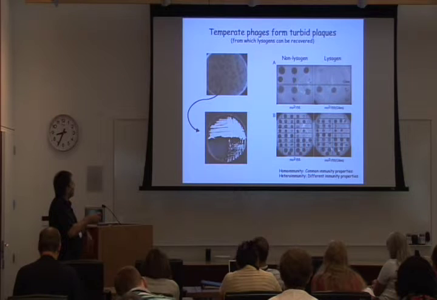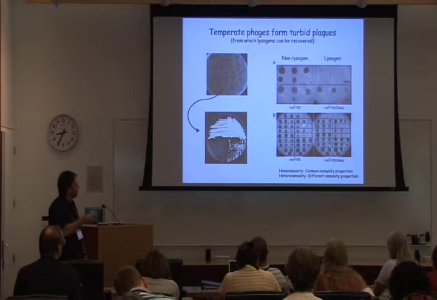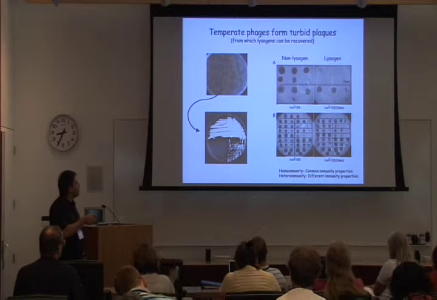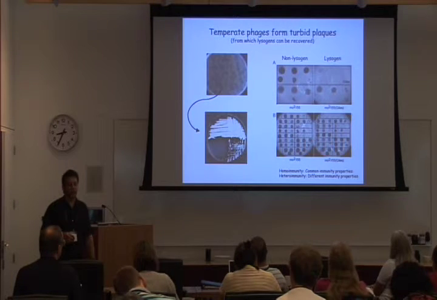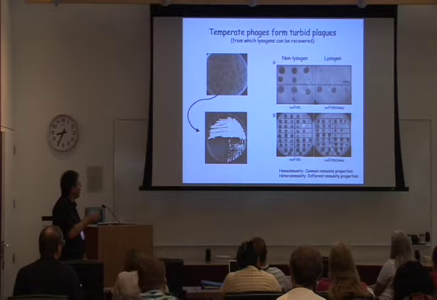So in this example here, these are actually both temperate phages. But the lysogen that we've generated from Giles has immunity to Giles, but no immunity to this phage L5. So this is an example of heteroimmunity.